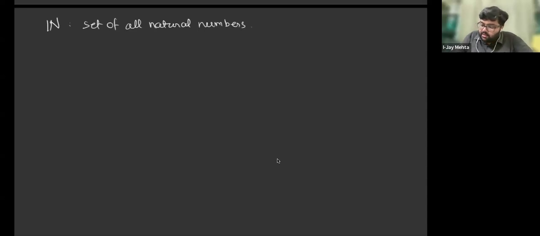How do we write natural numbers in set form with curly brackets? How do I write this? You know how to write natural numbers, right? It's a very basic question. Nothing there we don't know. How will you write natural numbers?